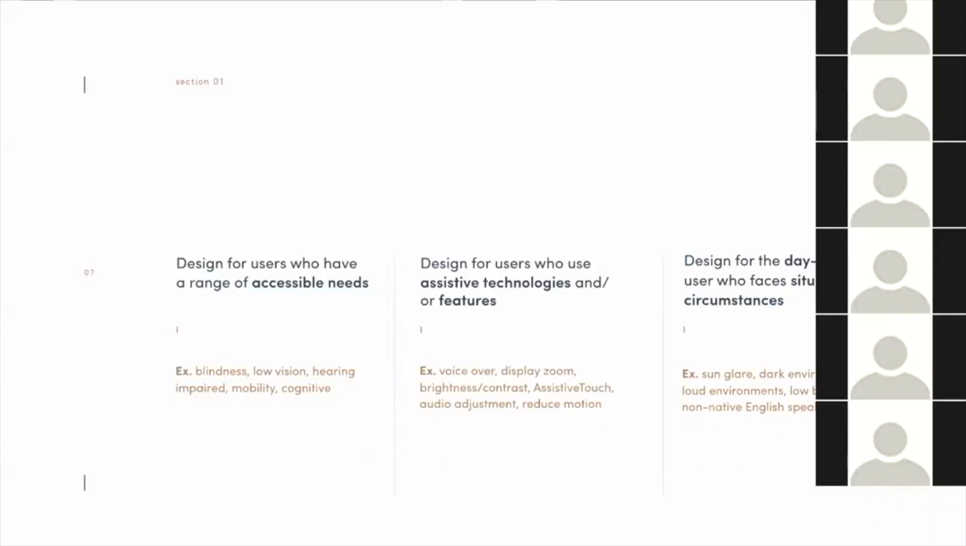That middle column is what we often mistake accessibility to be: designing for users who specifically use assistive technologies and features. It's definitely something we need to consider. Those are users who use native functionalities such as Voiceover, display zoom, people who adjust their brightness and contrast, and that could be any of us really, people who use assistive touch or audio adjustment within their experiences.